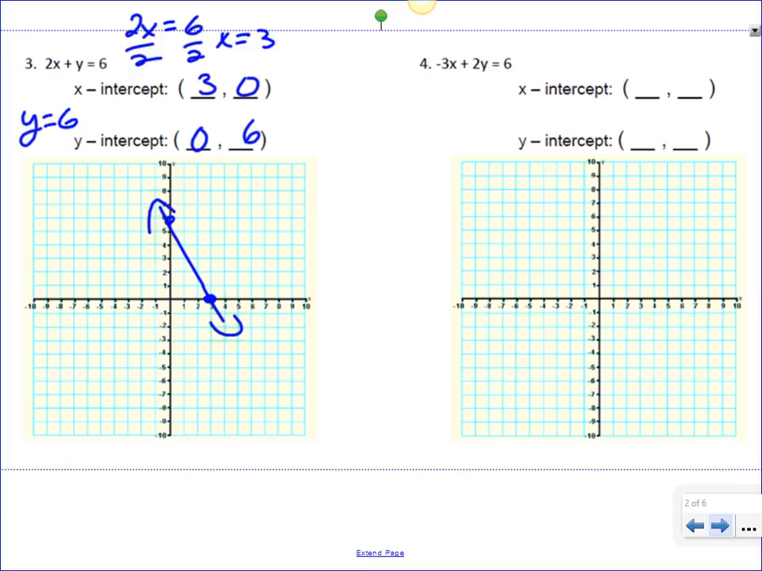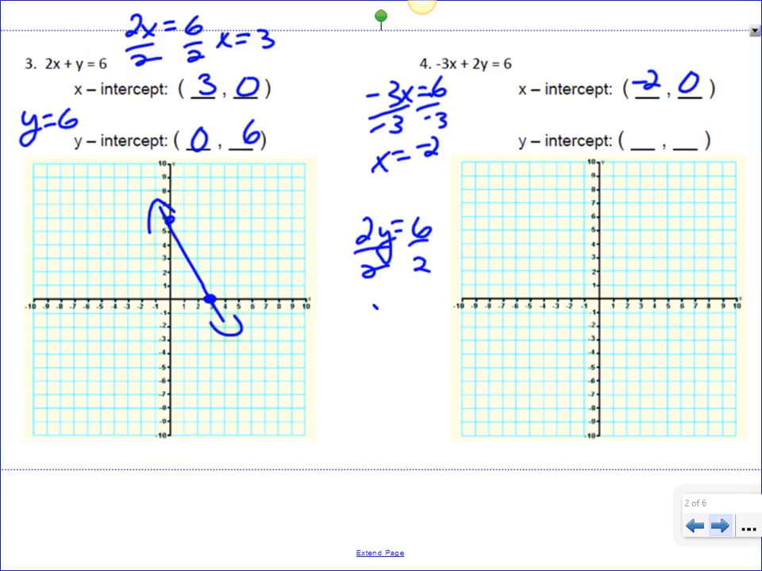Okay, next one, to find the x-intercept, you cover up the y's, so you'd have negative 3x is equal to 6. You divide by that negative 3, and you get x is equal to negative 2, which means your x-intercept would be negative 2, 0. To find the y-intercept, you cover up your x's, so you got 2y is equal to 6. Divide by the 2, and the y would be 3, so your ordered pair would be 0, 3. So your x-intercept is negative 2, 0. Y-intercept is 0, 3. And we draw the line, and there you would have it. Okay.